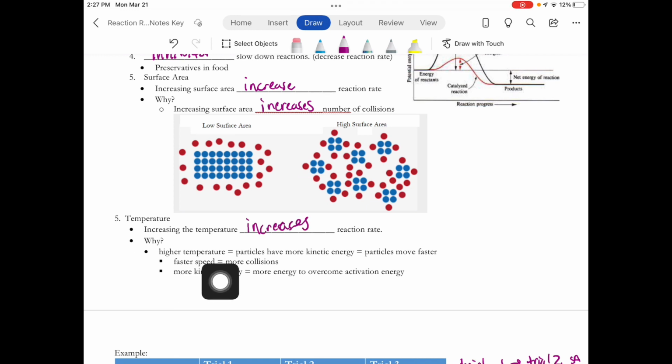Why? Because the higher temperature means more particles have more kinetic energy and the particles are moving faster. So if you have a faster speed, you're going to have more collisions, and more of those collisions will be successful. If you have more kinetic energy, those particles will have more energy to overcome that activation energy. So more of them will have sufficient energy to overcome that.